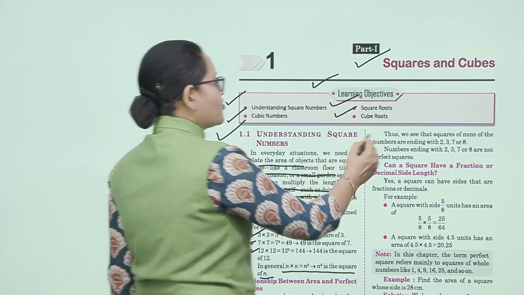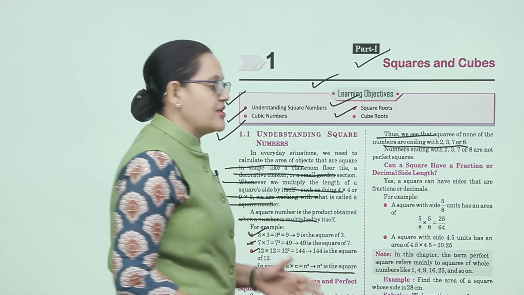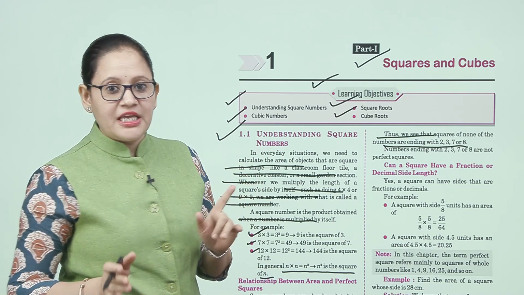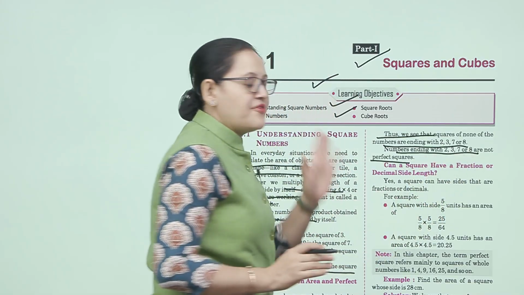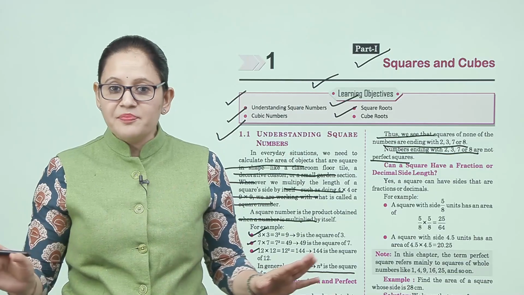Thus we see that the square of no number ends with 2, 3, 7 or 8. So numbers ending with 2, 3, 7 or 8 are not perfect square numbers. We have to keep this in mind: numbers which end with 2, 3, 7 and 8 are not perfect squares.